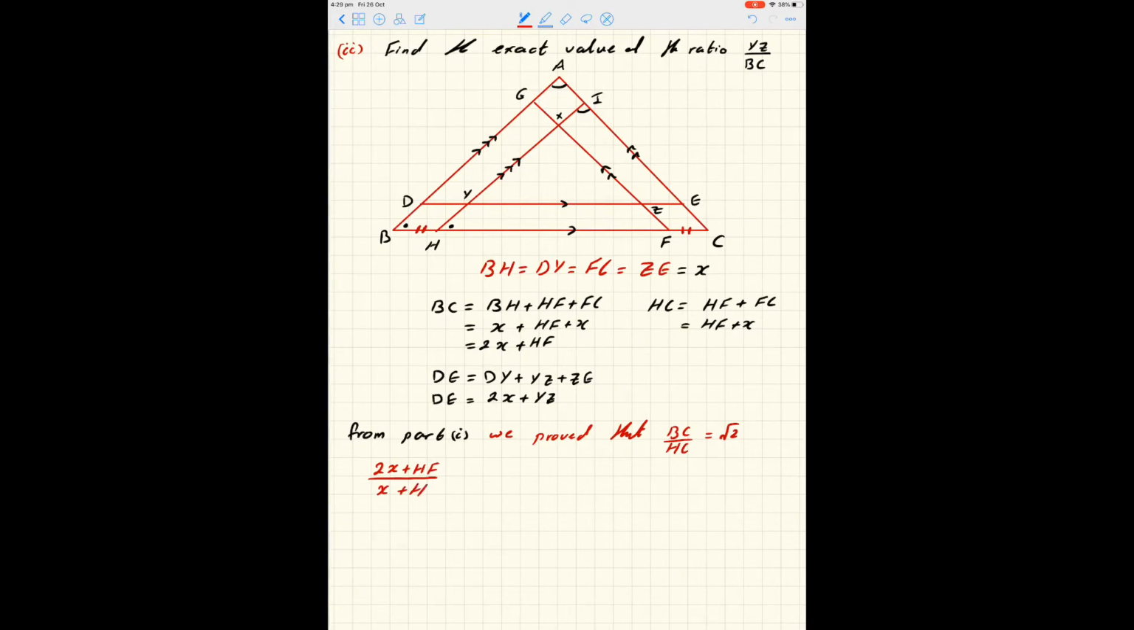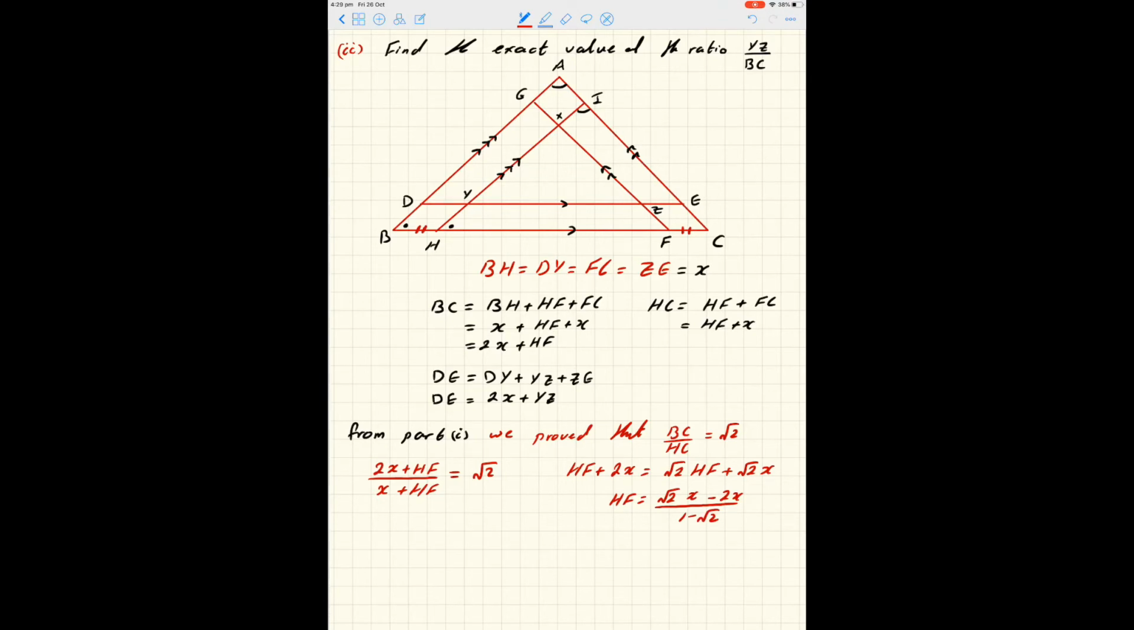All that equal to the square root of 2. Now, you know what to do with this. So HF plus 2x equals root 2 HF plus root 2 x. Okay, obviously bring all the HFs to one side, factorize, divide, and then we'll end up with HF equal to root 2x minus 2x all over 1 minus root 2.